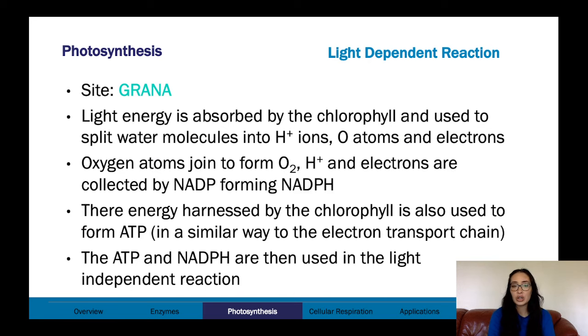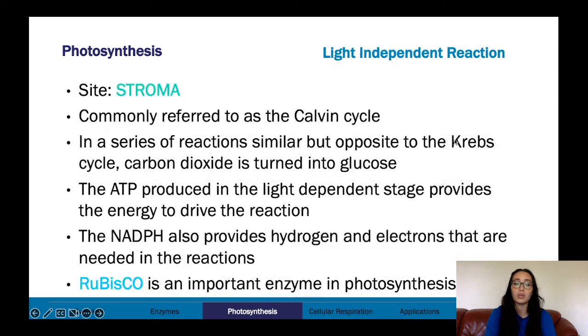Okay, photosynthesis has two separate stages. Light-dependent and light-independent reaction. Light-dependent occurs in the grana. What happens is that you want to actually form oxygen and split water molecules into hydrogen ions, oxygen atoms and electrons and form oxygen. The light-independent reaction is also known as the carbon cycle. It occurs in the stroma. Knowing these locations, once again, anything highlighted you want to know. It's kind of similar to the Krebs cycle, but you turn carbon dioxide into glucose.